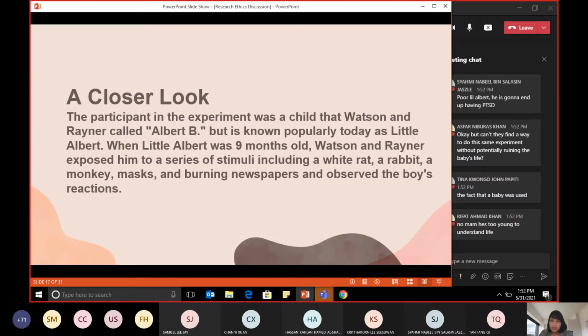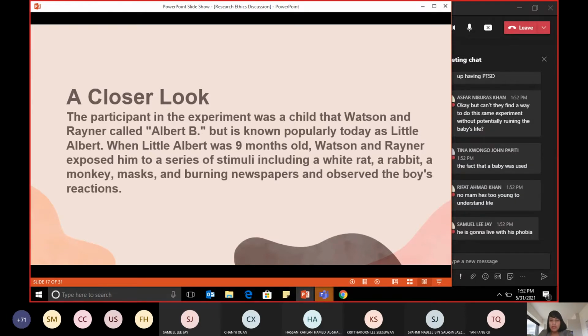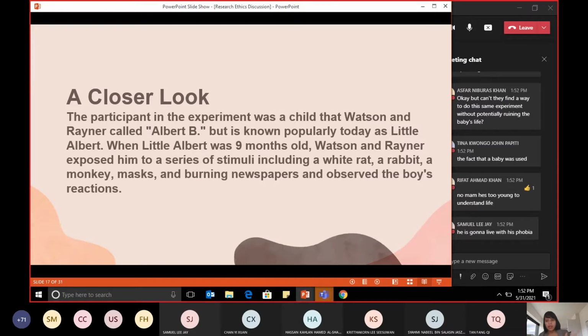He really enjoyed seeing the animals, playing with the animals. And then he liked a white rabbit. The white rabbit, he really loved the white rabbit. And then he tried to touch it. And when he touched the dogs, he was fine earlier. Okay, he was fine earlier.